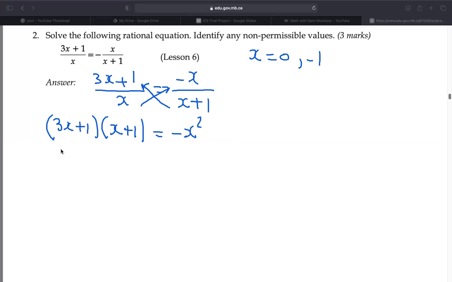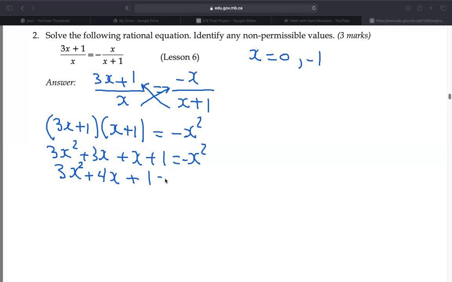Now, let's start foiling this. We're going to get 3x squared plus 3x plus x plus 1 equals negative x squared. Now that's 3x plus x is 4x. 3x squared plus 4x plus 1 equals negative x squared. Now I'm going to move the negative x squared to this side. It's going to give me 4x squared here because you add it when you move to the other side. Plus 4x plus 1 equals 0. You always equate to 0.